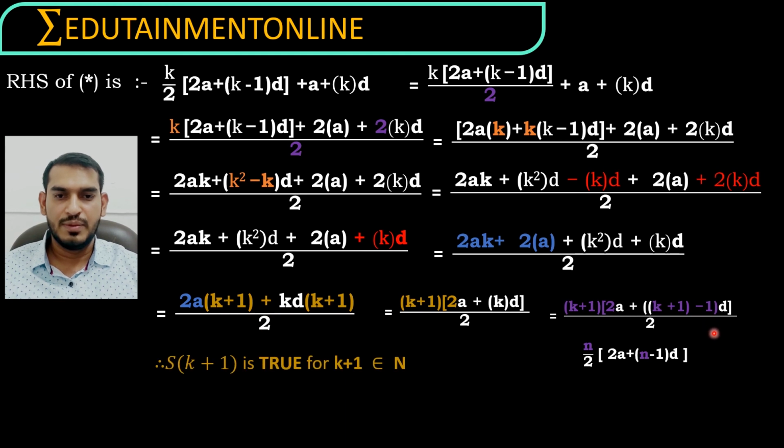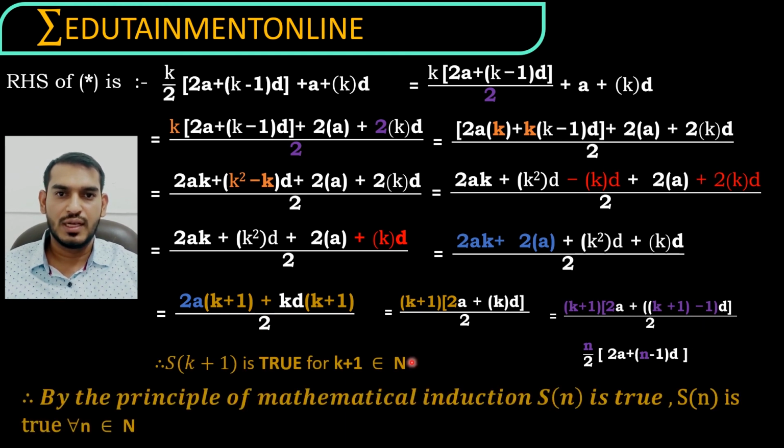Therefore, the statement is true for S of n equal to k plus 1. So by the principle of mathematical induction, S of n is true for all natural numbers.